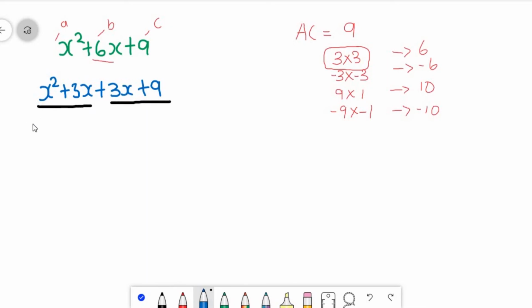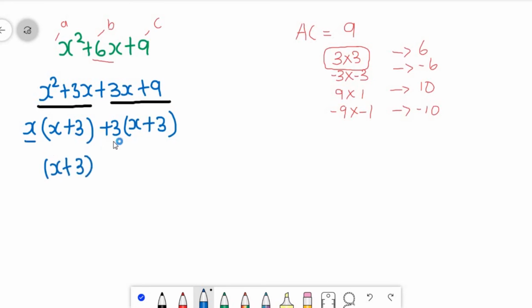So x squared plus 3x, what is common would be x. X into x squared, x. X into 3x, 3. So we're done with that. Next we have 3x plus 9. What is common? A positive 3. 3 into 3x, x. 3 into 9, 3. Both brackets have the same thing, so we rewrite that first. X plus 3 in the first bracket, and then what's outside of the bracket goes into another bracket. So we have x plus 3.